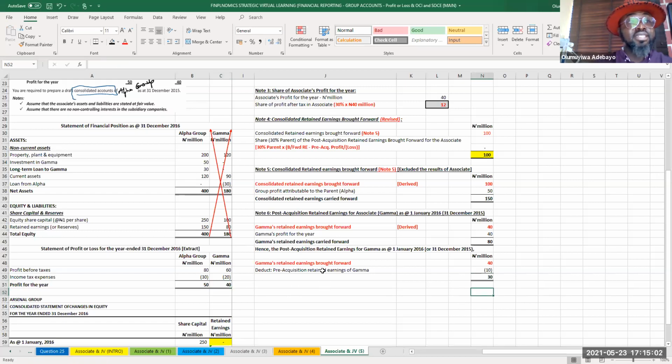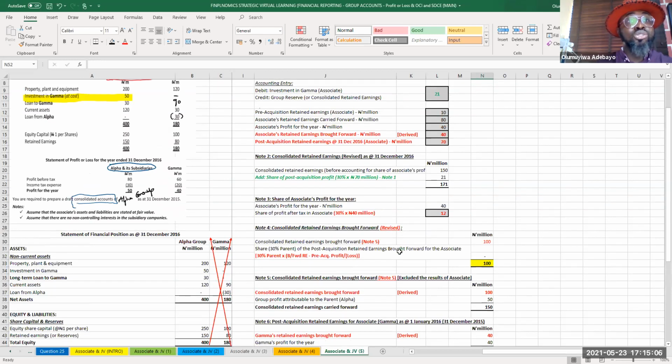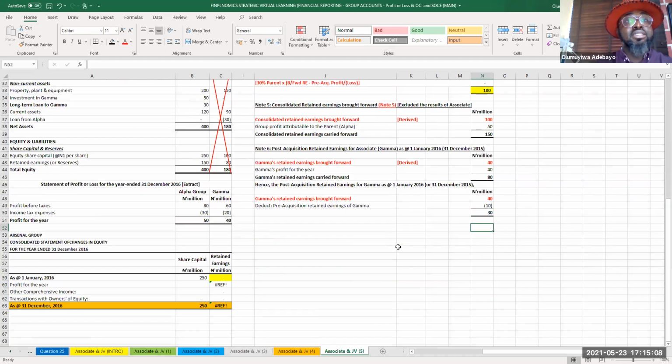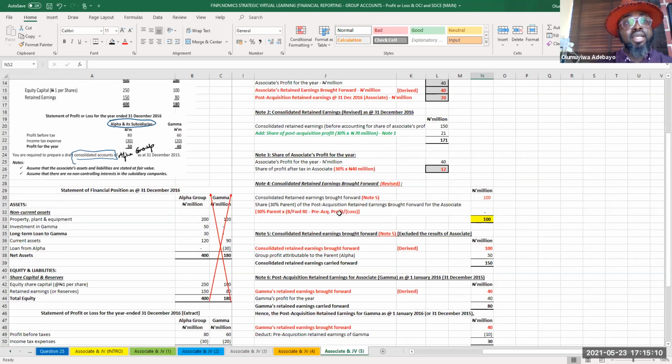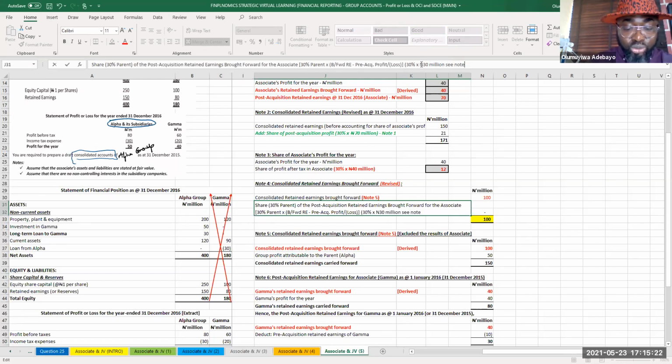And it is from this 30, which is note 6, that I'm going to recognize here. Which means what I have here, in this case, is now 30% of 30 million. See note 6. How do I have 30 million? That's what you see in note 6.